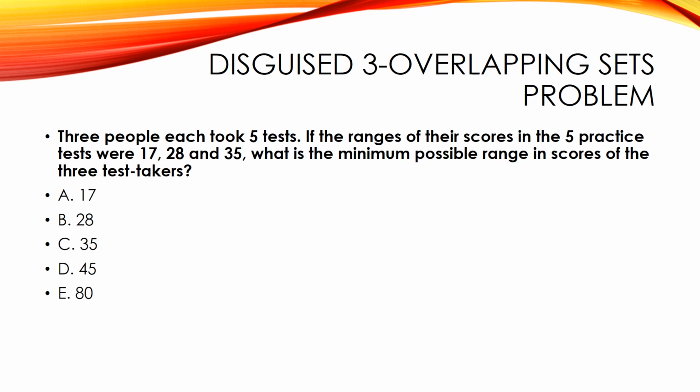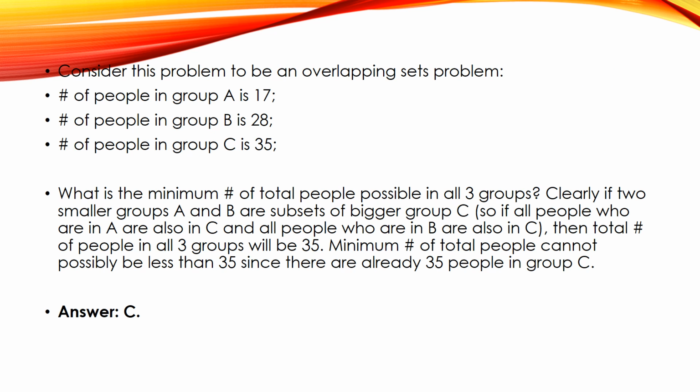Let's look at the disguised 3 overlapping sets problem. 3 people each took 5 tests. If the ranges of their scores in the 5 practice tests were 17, 28 and 35, what is the minimum possible range in scores of the 3 test takers? Consider this problem to be an overlapping sets problem. So number of people in group A is 17. Number of people in group B is 28. And number of people in group C is 35. What is the minimum number of total people possible in all 3 groups?